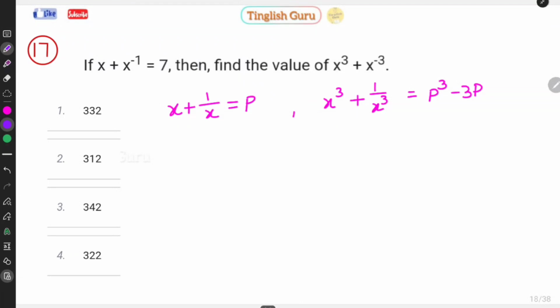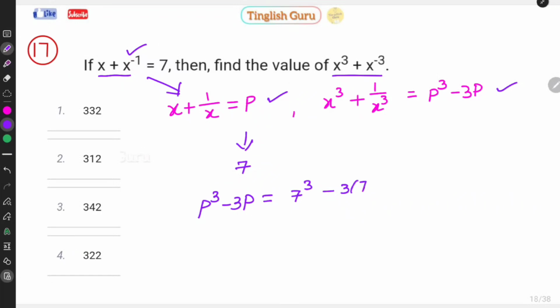Next, here it is given x plus x power minus 1 is equal to 7 and we are asked to find x cube plus x power minus 3. This is in the form of x plus x power minus 1, which means 1 by x, is equal to p, and we have to find x cube plus 1 by x cube. So if x plus 1 by x is equal to p, then x cube plus 1 by x cube is equal to p cube minus 3p. Here the value of p is given as 7. So we have to find p cube minus 3p, that is equal to 7 cube minus 3 into 7.